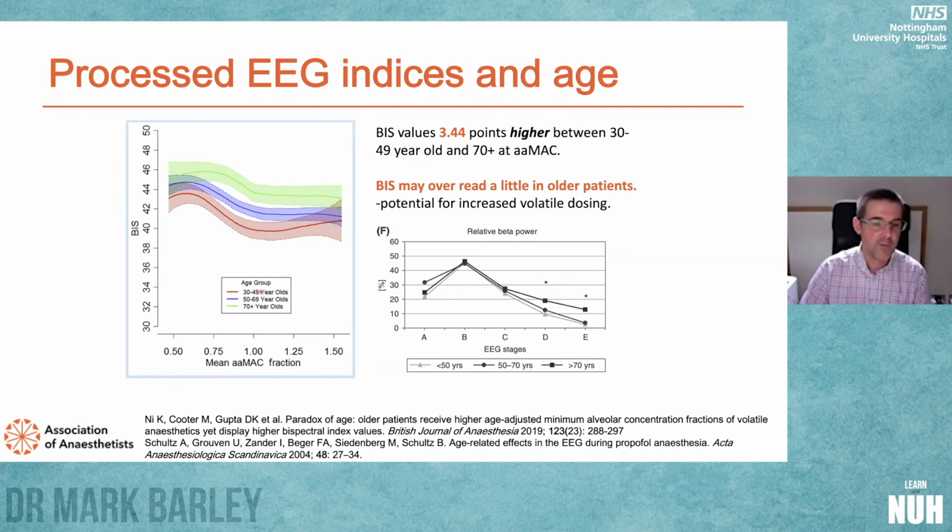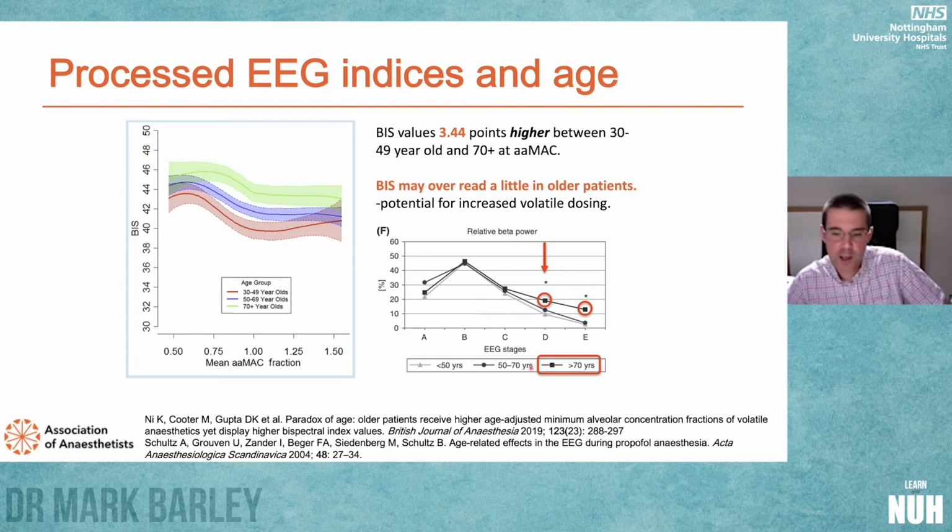So all these patients here are at one age-adjusted MAC. If you're 30 to 49, that would give you a mean BIS value of around about 40. But look what happens with increasing age. The BIS value for the same level of MAC gets higher. And in fact, for patients in the eldest age group, their BIS is some 3.5 BIS units higher than the younger patient. So the BIS can overread a little in older patients with the potential for increased volatile dosing. Why is this? Well, it's that beta power again.